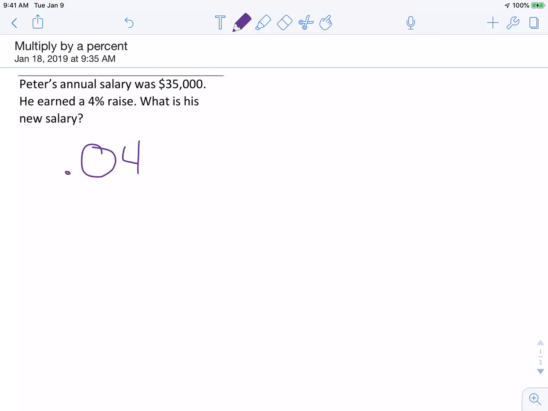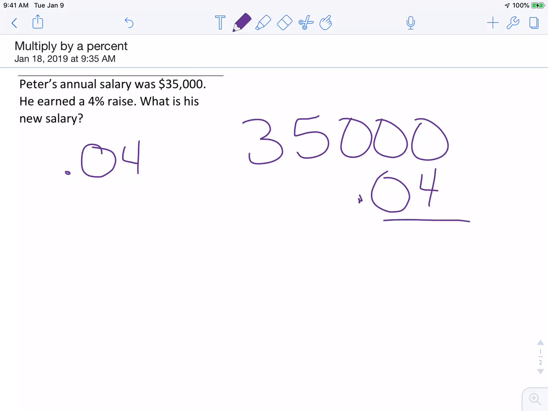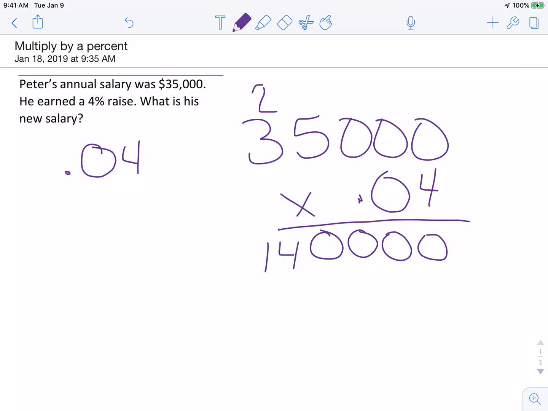So I'm going to take the amount, 35,000, and multiply it times 4 hundredths. So I already know 4 times any 0 is going to automatically be 0. So I'm going to go ahead and include my zeros. 4 times 5 is 20. Carry my 2. 4 times 3 is 12. Plus 2 is 14.